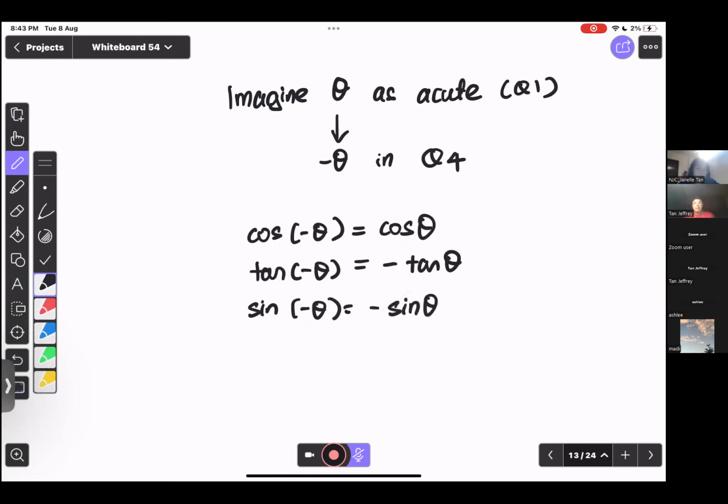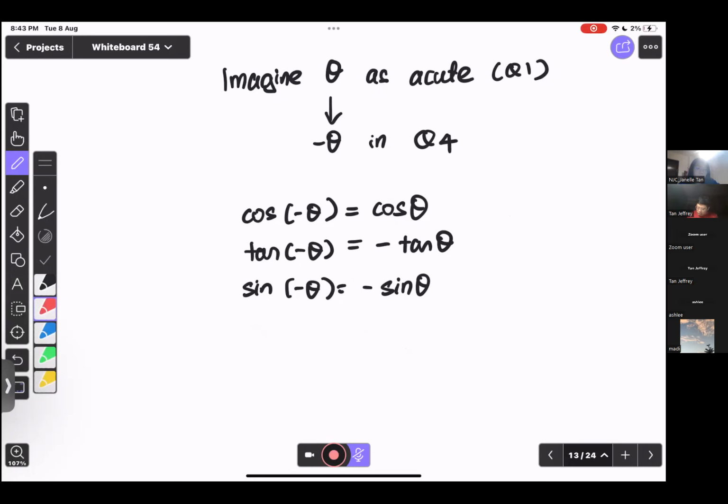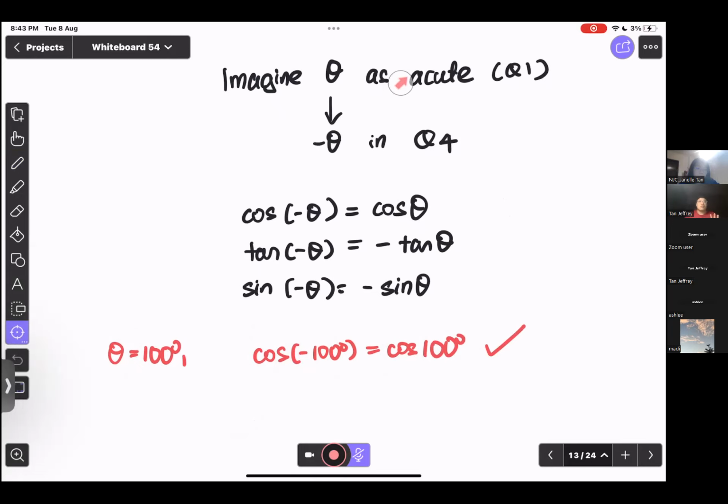Is that okay? Even if the quadrants are Q2 or Q3, it will still be the same. Let me give you an example. If I take theta as 100, is cosine of negative 100 degrees the same as cosine of 100 degrees? The answer is yes, they will still be the same. The imagination is just for you to remember. That's all.